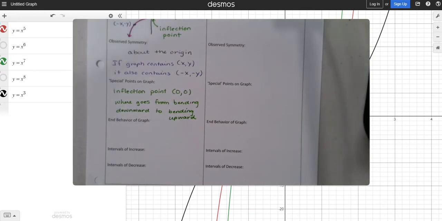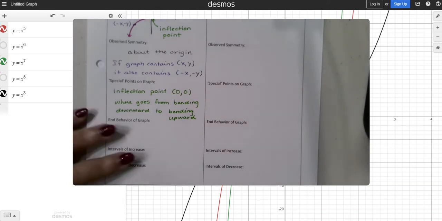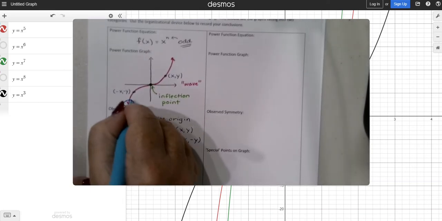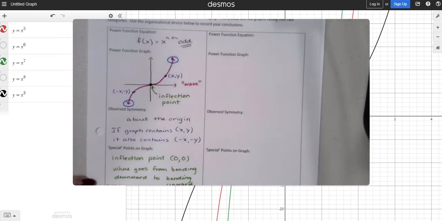All right, let's talk next about the end behavior of the graph. This graph goes in opposite directions on the ends, right? It goes down to the left, and it goes up to the right.